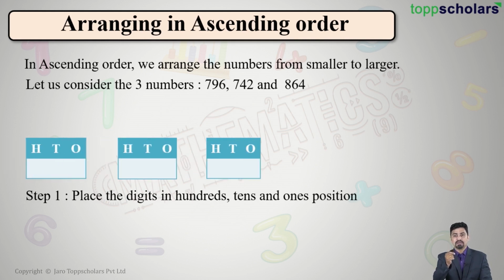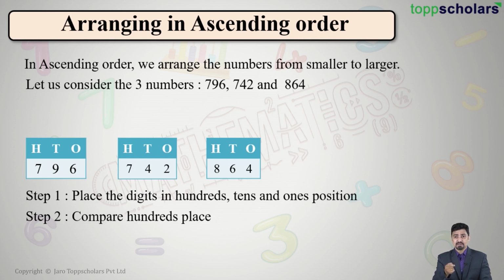So, the first number is 796. When I place the digits of these numbers in hundreds, tens, ones, I have 6 in the ones place, 9 in the tens place and 7 in the hundreds place. Similarly, I will be placing the digits of the number 742. And in the same way, we can place the digits of the number 864. So, what is the next step?